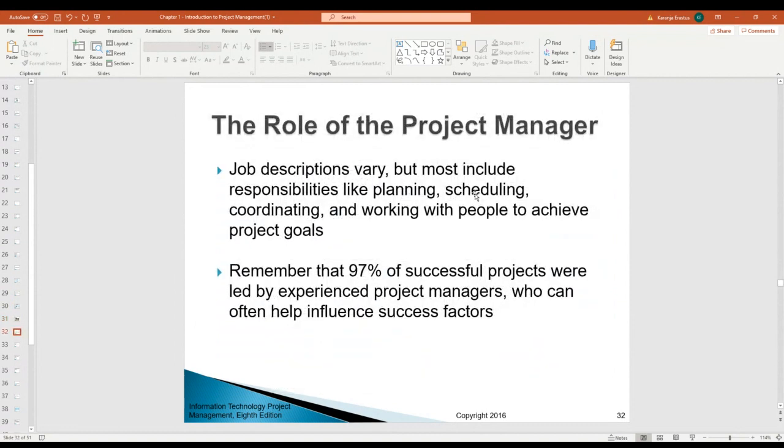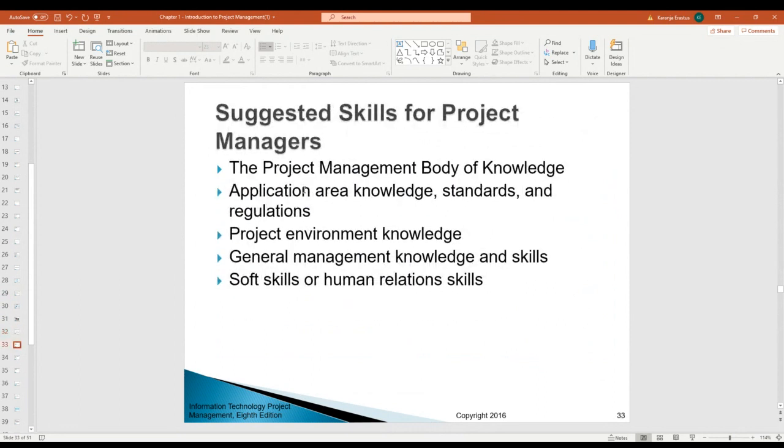So the role of the project manager. This is something I think you can look at. These are the skills that you need, the project management body of knowledge. We looked at that. Usually there is a book called the PMBOK, the project management body of knowledge, that goes into more details about what you need to know as a project manager. You don't need to cram all that, but that's something you might need to have in your library.